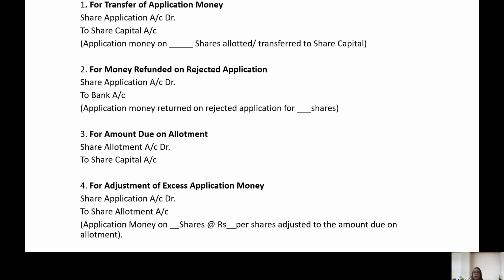For transfer of the application money, you need to transfer the application money to the share capital account. So share application account debit to share capital account. Next, suppose you have received excess application money, then you need to refund it: share application account debit to bank account for the refund amount. Next, for the amount due on allotment, the journal entry will be share allotment account debit to share capital account. Now suppose excess application money has not been refunded, right, and it has been adjusted against the allotment money, then share application account debit to share allotment account. So in this case, application money which was in excess has been adjusted against the allotment amount.